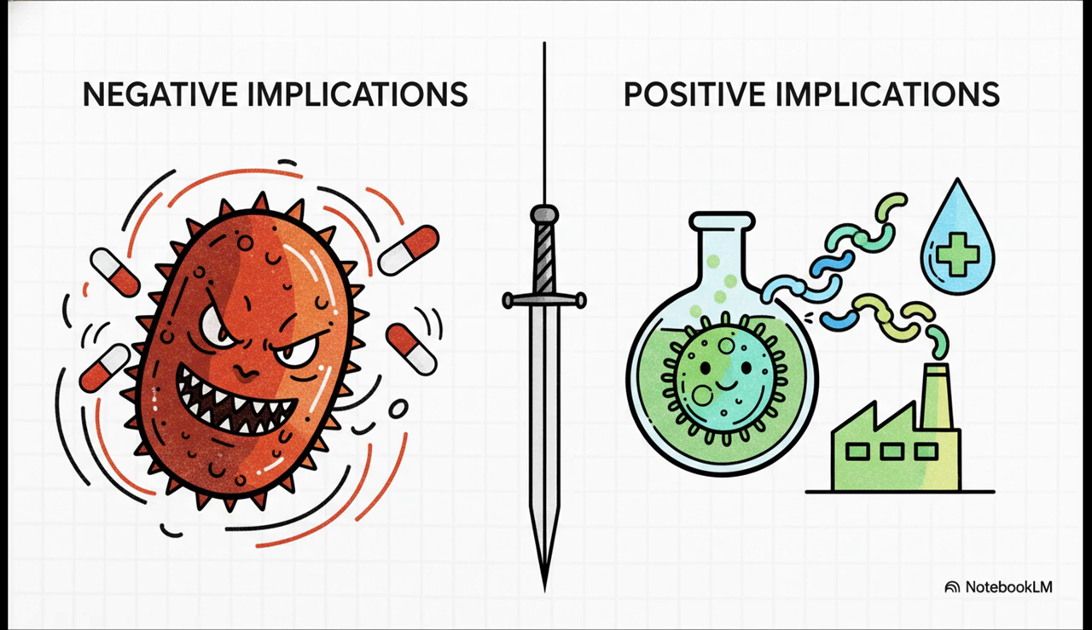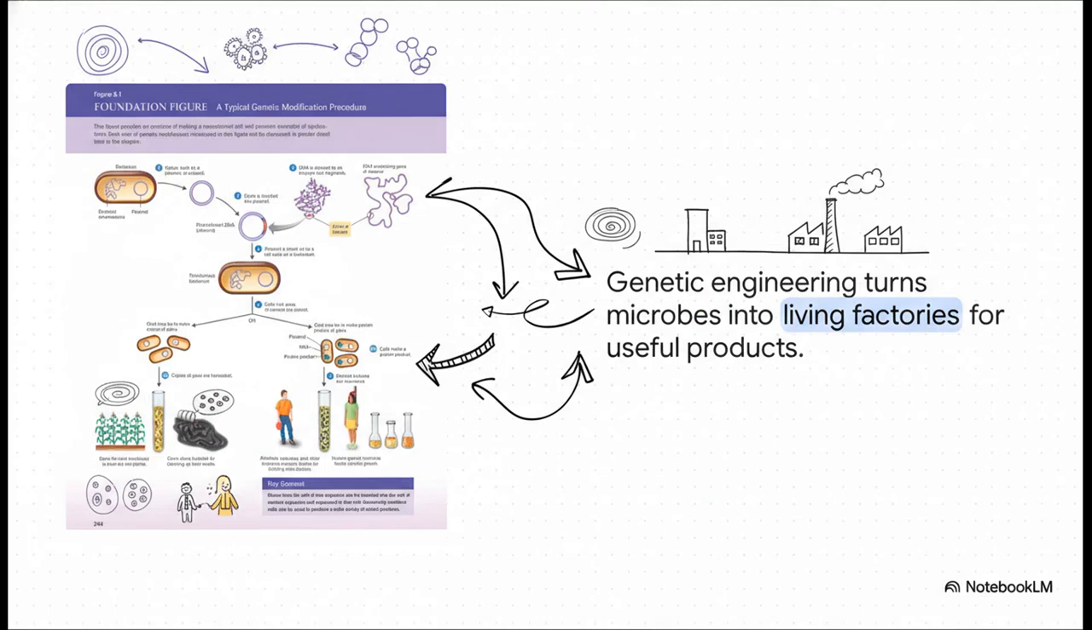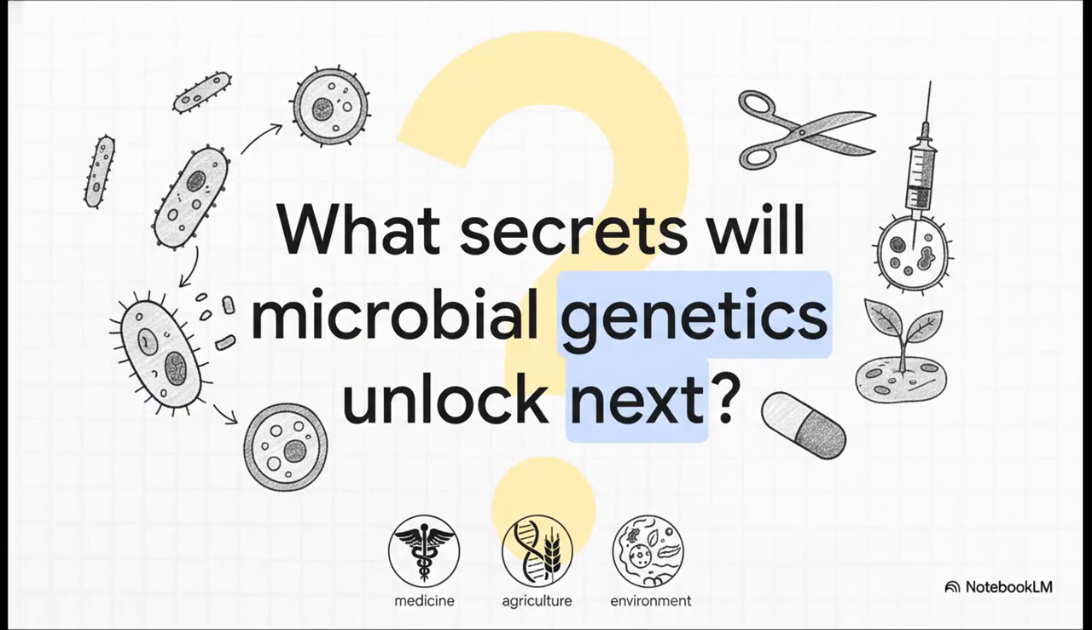But on the flip side, because we understand this genetic toolkit, we've been able to harness it for our own benefit in biotechnology. And this is a process called genetic engineering. We can use these same microbial tools, like plasmids and DNA-cutting enzymes, to insert a useful gene into a bacterium. This effectively turns that microbe into a tiny living factory, producing valuable proteins for us, like insulin or human growth hormone. So in the end, microbial genetics is a real double-edged sword.